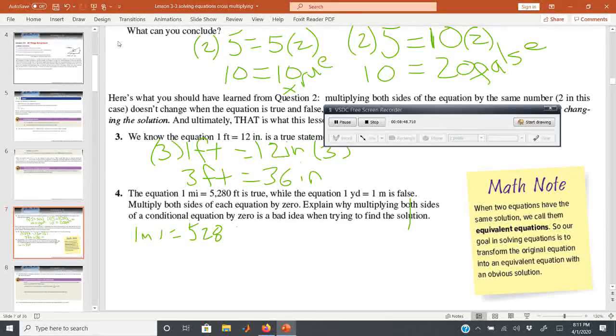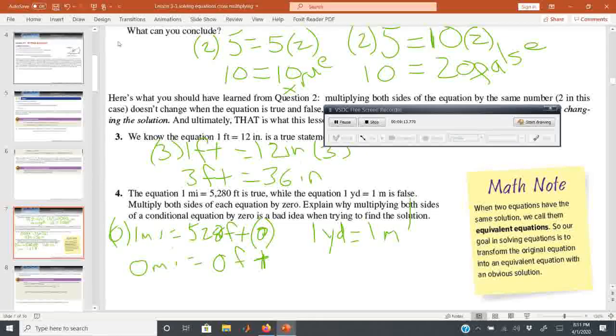So on question 4, the equation 1 mile equals 5,280 feet is true, while the equation 1 yard equals 1 meter is false. Multiply both sides of each equation by 0. Explain why multiplying both sides of a conditional equation by 0 is a bad idea.